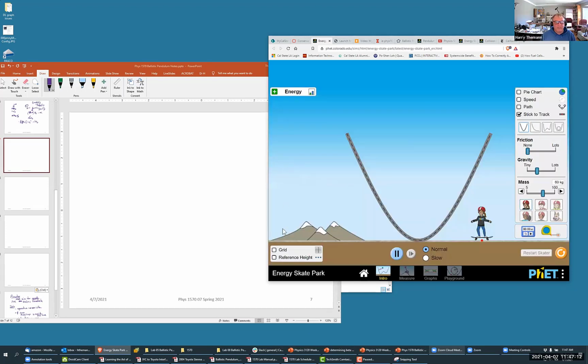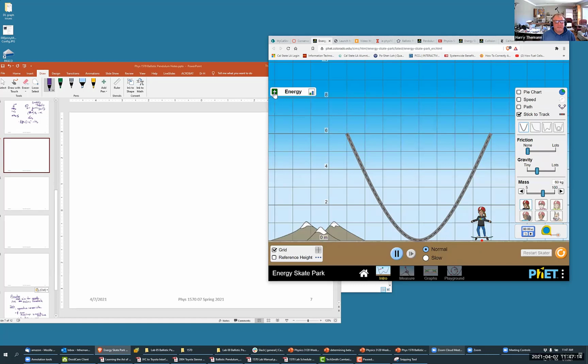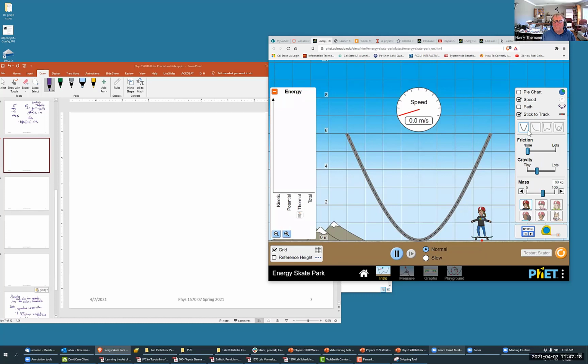We want the grid. Click here where it says energy. And we want to see her speed. Don't touch the gravity slider or the friction slider. We can set her to 50 kilograms, which just makes it easier to do calculations. Click the pause button and put her at slow.